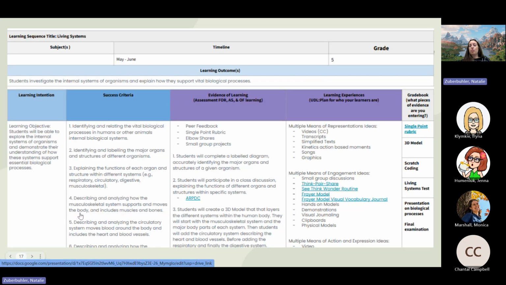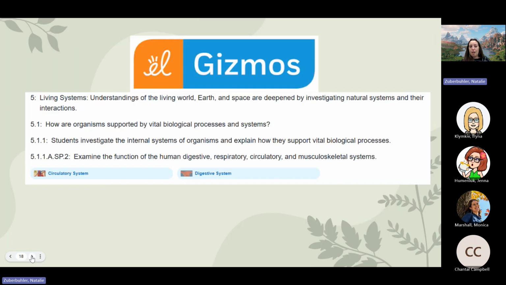Once again, you also have an assessment unit plan with the success criteria and learning intentions, and it includes things from ARPDC and APLC and sometimes exams. There are Gizmos for the circulatory system, digestive system, and musculoskeletal system.